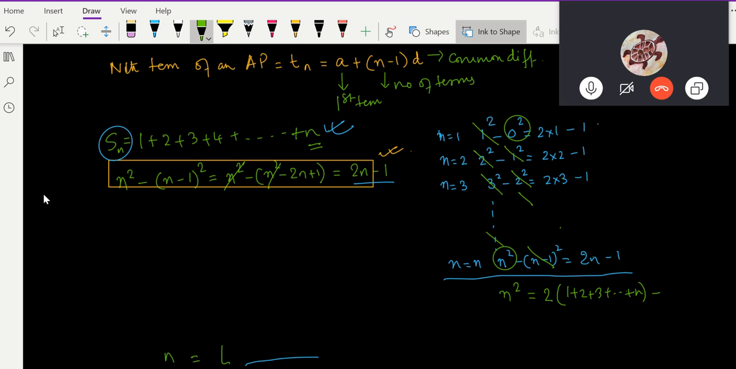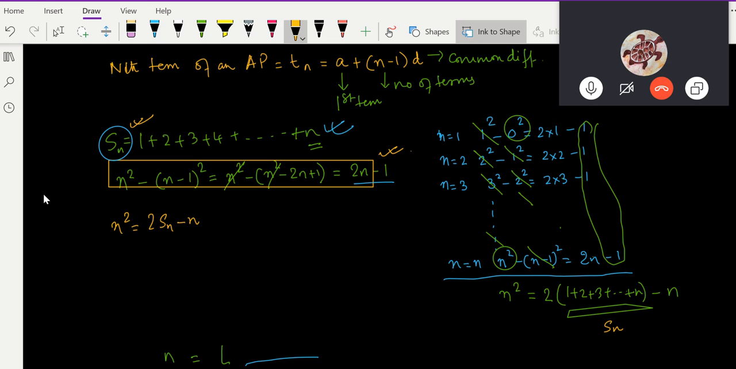minus, I have 1 so many times. How many times do I have 1? n. So what is this? This is the total sum of the n terms that I'm trying to find out here. This is Sn. So n square is equal to 2Sn minus n. So therefore 2Sn is equal to n square plus n.